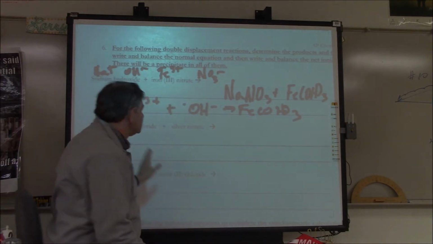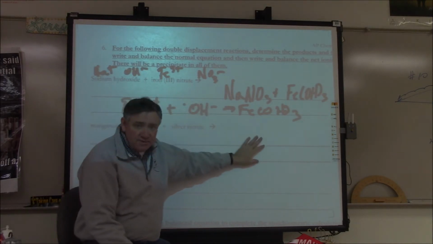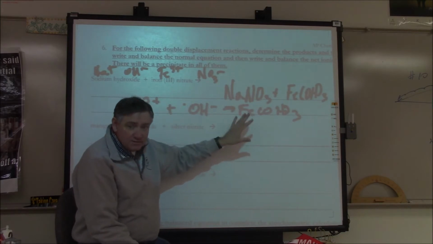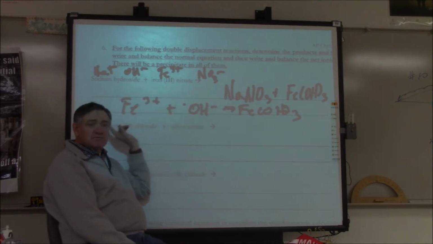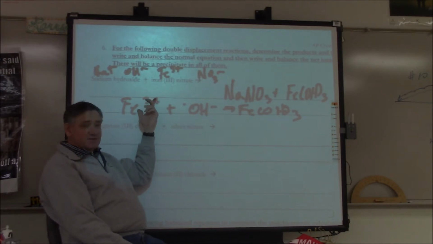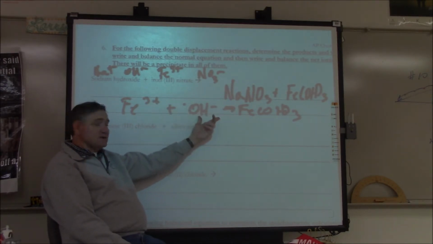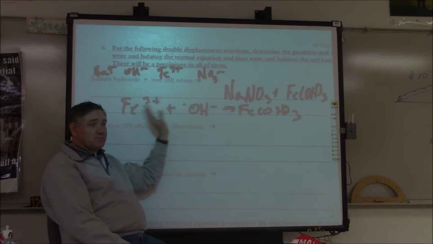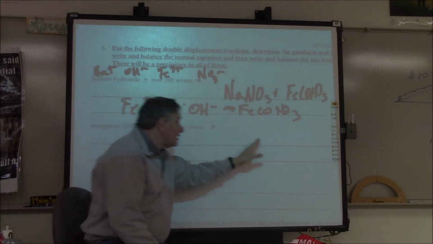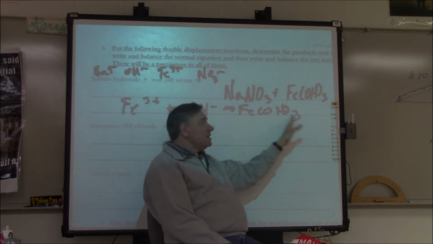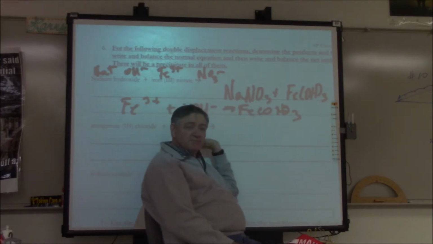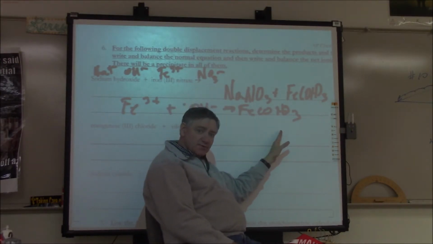Now, this is wrong. Do not do this. This is wrong, and here's the reason why. Number one, this doesn't balance with charge. This has a charge of 3 plus, that has a charge of 1 minus, so this whole thing ends up with a charge of plus 2. This over here has a total charge of 0. So you have to balance it with charge and the number of particles.